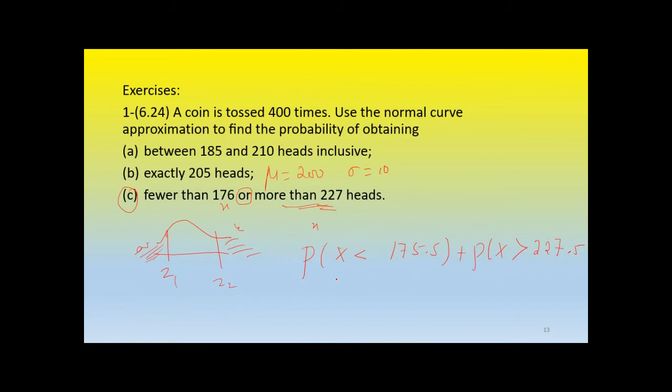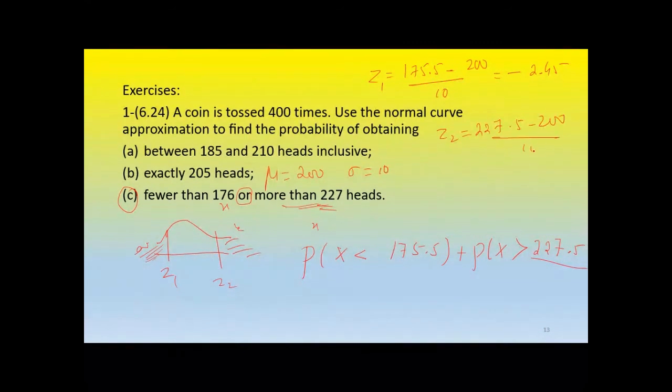Okay, this is what we are going to do. For this one, we will find Z1. What is Z1? Z1, x is 175.5 minus the mu, which is 200, divided by 10, which will be negative. Negative 2.45. Z2 will be found by using this value of x, which is 227.5 minus 200 divided by 10, which will get you positive 2.75.